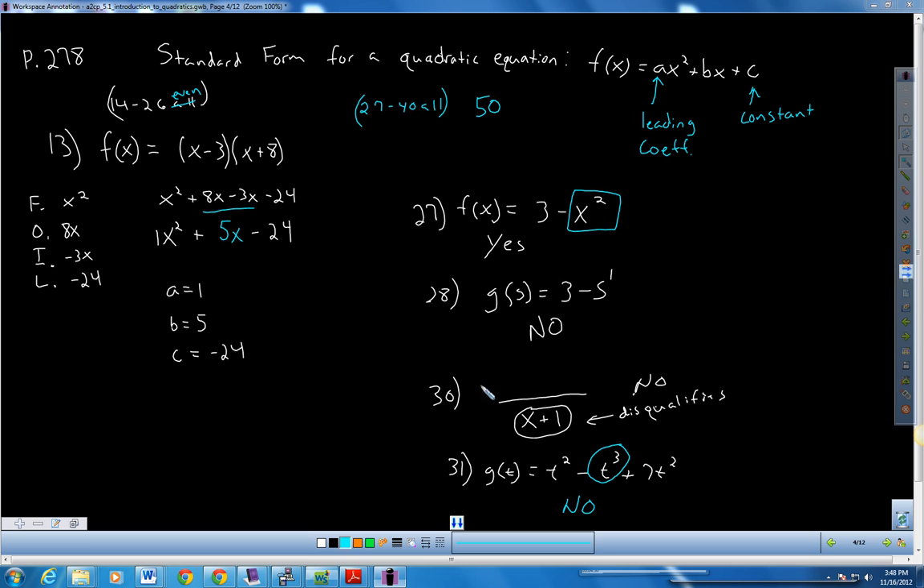30, if you look at 30, it doesn't even matter what we have up here. It is the denominator. In the denominator, I have a variable. Therefore, that disqualifies it from being a quadratic function. It is a rational function, in fact, because I am dividing two polynomials there. We've got 31. I see 31 is not a quadratic function because of t raised to the third power.